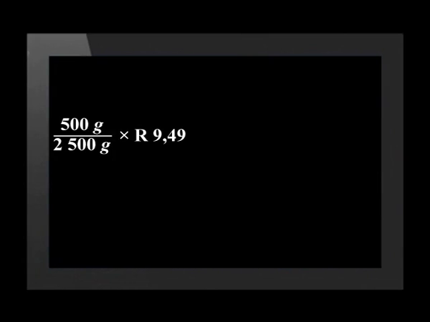To calculate the price of each ingredient, follow the following method using the flour as an example. 500 grams of flour that is required is divided by the amount of flour bought and multiplied by the cost of the flour, which is 9 rand 49. This gives a total cost for flour of 1 rand 90 cents per cake.